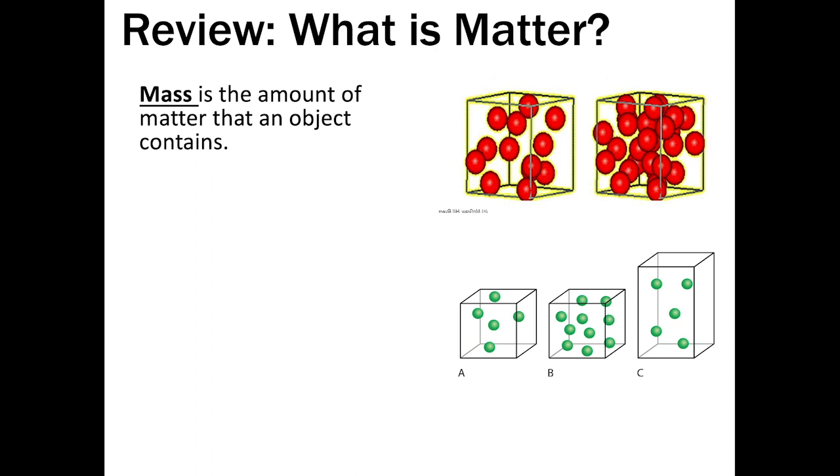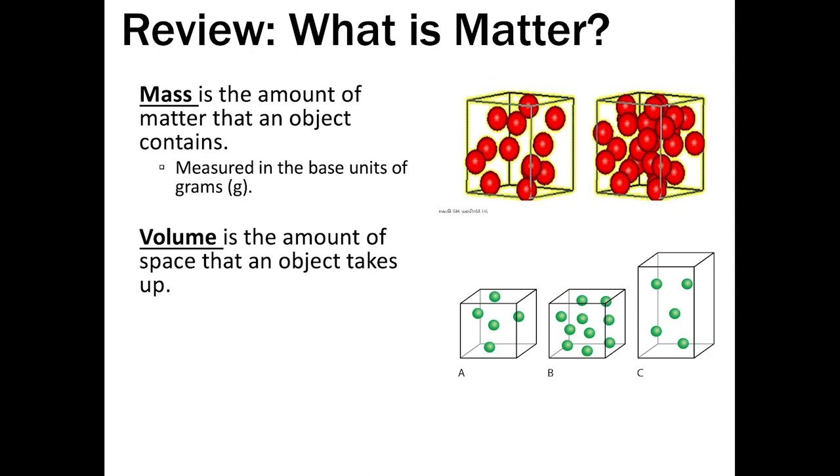So mass, again, is the amount of matter that an object contains. You can see here that this object is very densely packed, so it's containing a lot of matter. So this would be related to its mass. This might be a very, very heavy object, whereas this might be a lot lighter. So again, mass is the amount of matter that an object contains. Typically, we measure mass in grams.